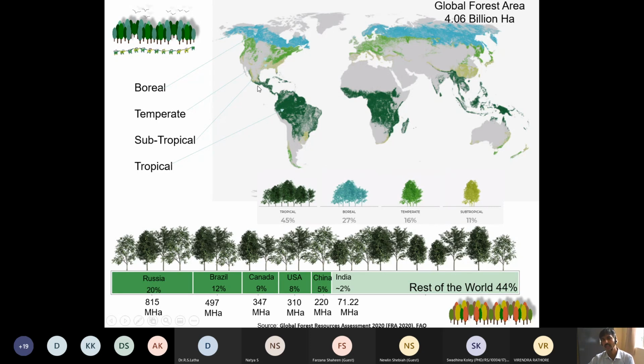So Canada is again the boreal and temperate. They are 9% of the global forest. USA is contributing 8%, China 5%, and India is nearly 2%. So our total geographical area is 328 million hectares, out of which 71 million hectares is roughly our forested area. And the rest of the world contributes 44. That means these 5-6 countries really contribute to 56%.